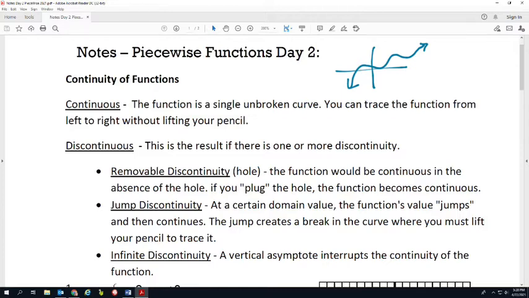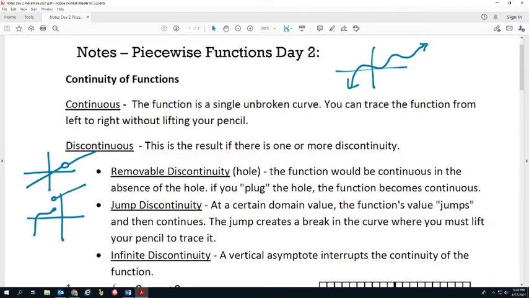We have 3 types of discontinuity that we're going to talk about. The first one is removable discontinuity. So if you have a graph where you might have a hole in there, that's a removable discontinuity. The absence of that little piece right there causes you to have to lift your pencil to finish the graph. A jump discontinuity would look something like this, where you have a portion of a graph like right here, and then you finish it this way. So you had to jump in order to finish that graph.